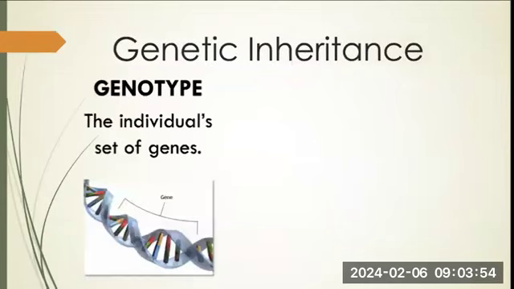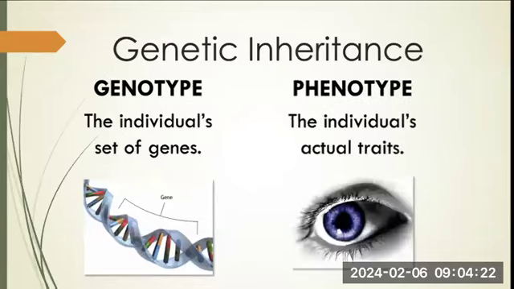All right, so two terms to know when we talk about genetic inheritance. There is genotype, which is the set of genes that you have in you, right? Genes are those instructions that tell us, as we're forming as babies, how we're going to become who we are, whether we have blue eyes or brown eyes, the hair, all those individual traits. That comes from our genotype. Phenotype is the individual's actual traits, the features that are actually expressed.